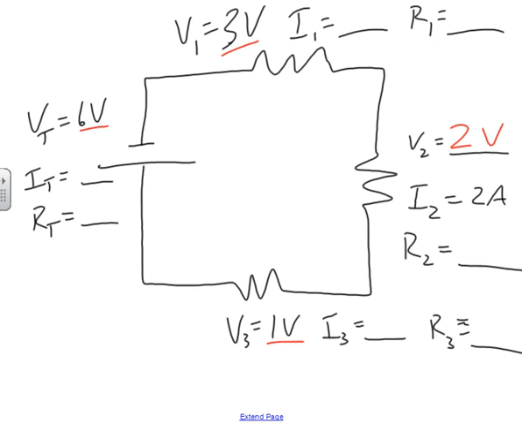What else do we know? We know right here the current is 2 amps. So therefore, it has to be 2 amps here, has to be 2 amps here, has to be 2 amps here.